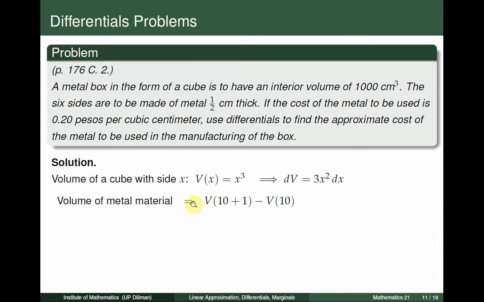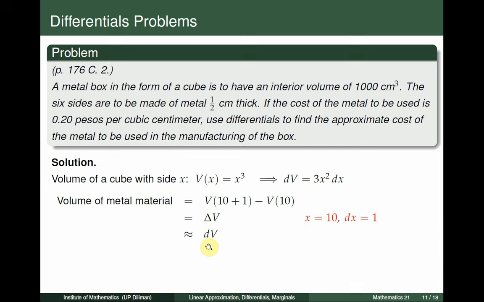But the volume of the cube including the metal is V of 10 plus 1, because 1 is the change in the side length, and then minus V of 10, which is the interior volume, 1000. But what is this? This is delta of V. What is delta V? It is the change in volume with original side length 10 and the change in length delta x, or dx, to be 1. So using differentials, delta of V is approximately equal to dV.